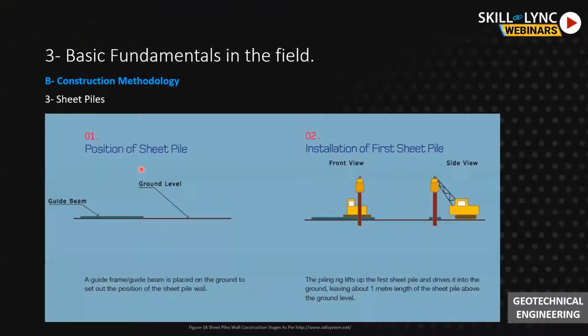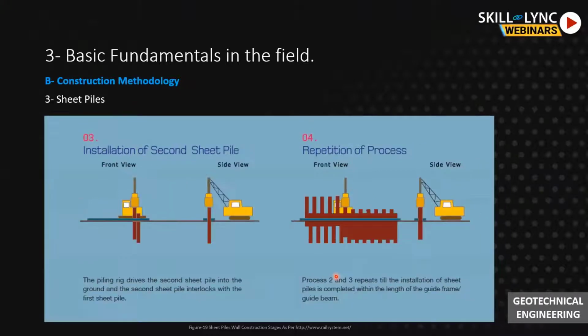So here are the steps of construction of sheet piles. We have the ground leveling and the guide beams, and installation of the first sheet pile element, and then the second sheet pile, and the two sheet piles will be connected together. And here the same sequence will be applicable for all the stations after this.